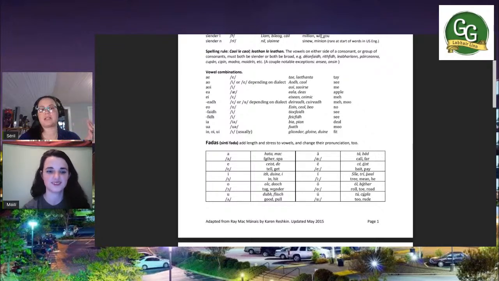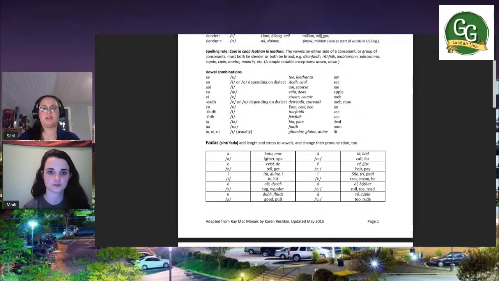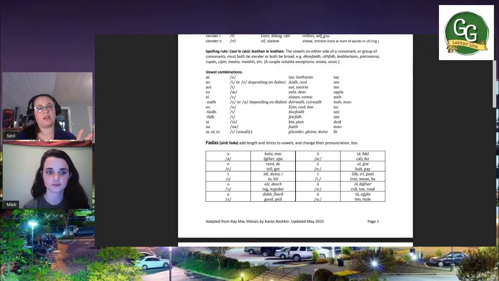So that one does get people, but it's the E sound. So AOI is the E sound, but let's go back to AE. So AE together is usually the A sound, like in te or lehente. So AO is usually, depending on your dialect, going to be an E or an A sound.